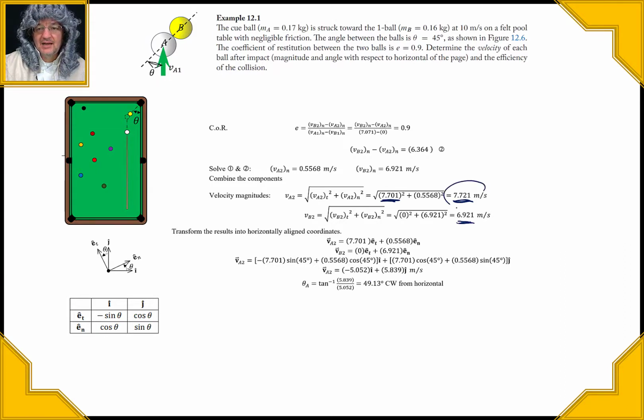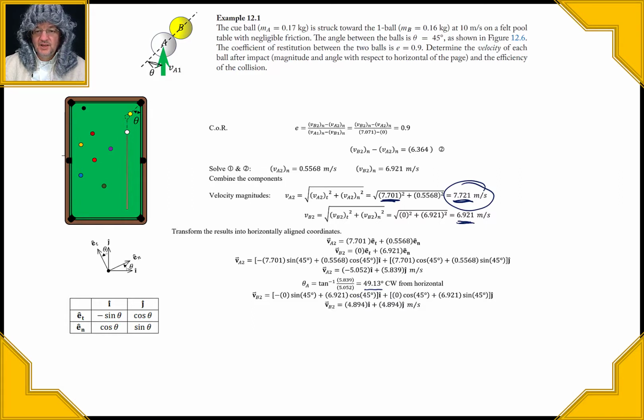We already have the magnitude of that right there, and the magnitude better be the same as the magnitude here. But now we can have the angle, and we see that's going to be 49.13 degrees clockwise from horizontal. And then ball B should be at 45 degrees, and we do see that it's 45 degrees. We went through the process anyway of doing the coordinate transformation, although this is an obvious result. So here is the total result right here.